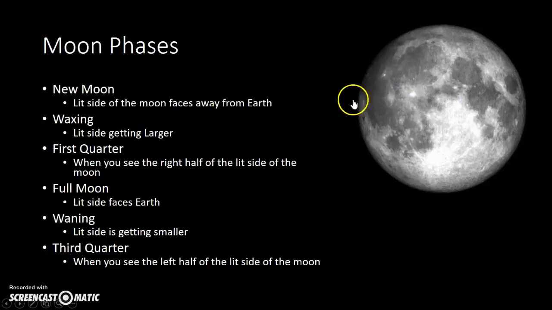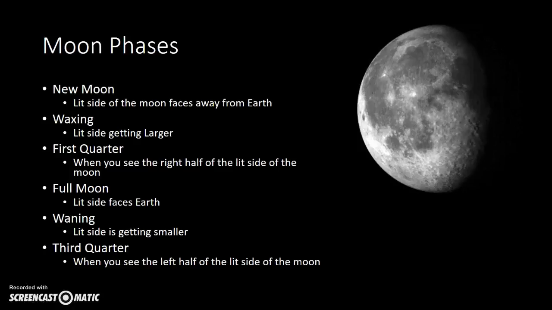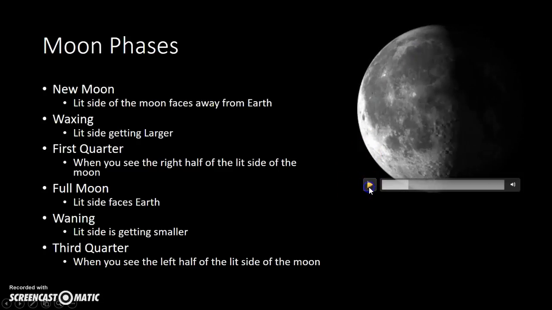So we're going to start here at the full moon, and we are going to do the animation. So, as you see, it's getting smaller. That's waning. So light is always going to move from right to left on the moon. So this is the waning phase, and this is actually called the waning gibbous. We're going to talk about that in a second. And then about here, we see about half of the moon. That's the third quarter. So the left side is lit up.